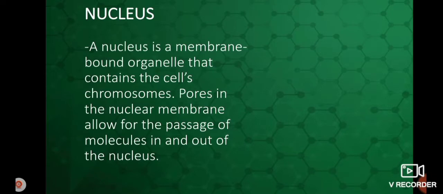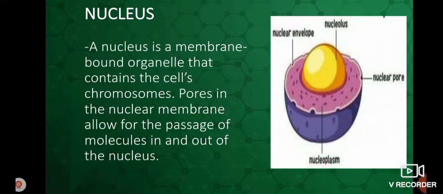So the first part is the nucleus. The nucleus is a membrane-bound organelle that contains the cell's chromosomes. Pores in the nuclear membrane allow for the passage of molecules in and out of the nucleus. So the nucleus is like the principal of our school. Why? Because she or he is in charge of what goes on in school. He makes sure that all kids are in school and getting the education they need. As the nucleus, it is a part of the cell containing DNA and RNA and is responsible for growth and reproduction.